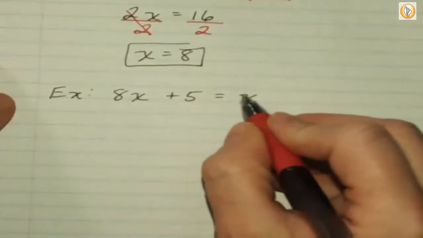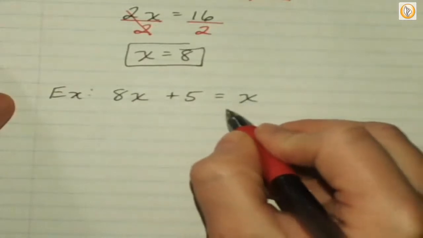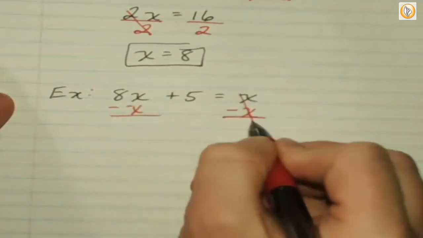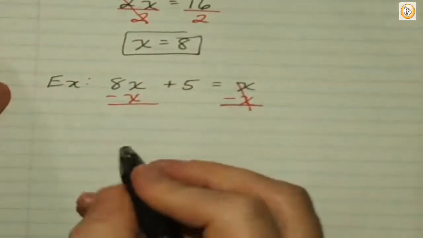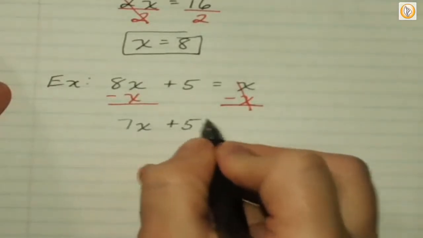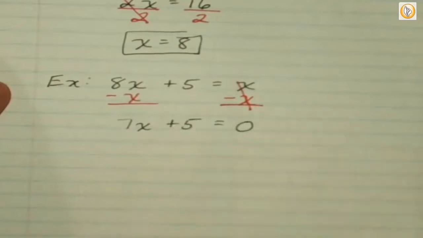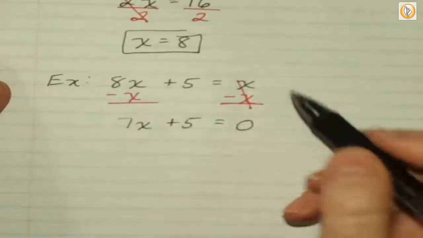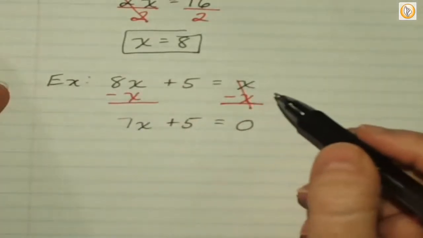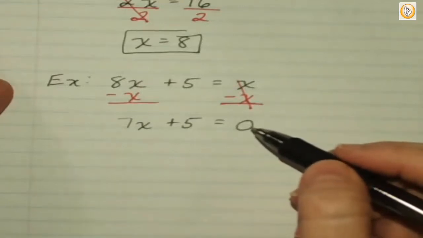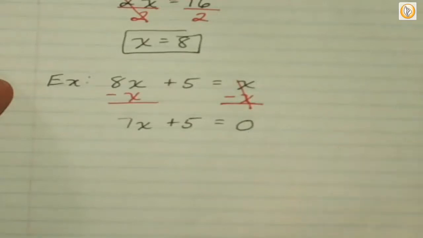So I want to show y'all. This is a positive x, so we would subtract x on both sides. And what I would get is 7x plus 5 equals 0. Don't be afraid to move this stuff over here and then we have nothing, because that's going to throw people off. Well, wait, what do I do? You put a 0 there. See what I'm saying?